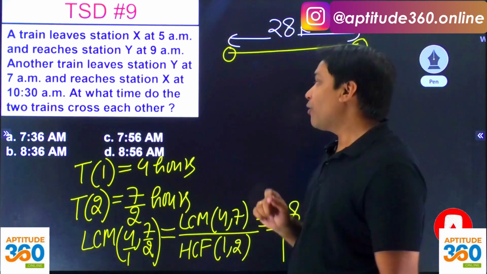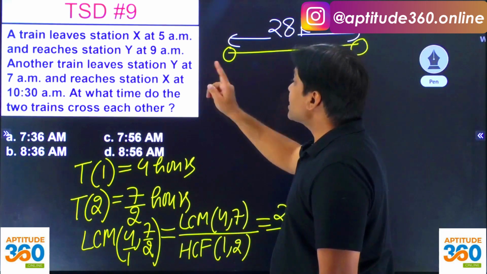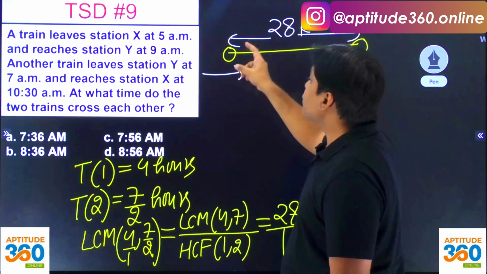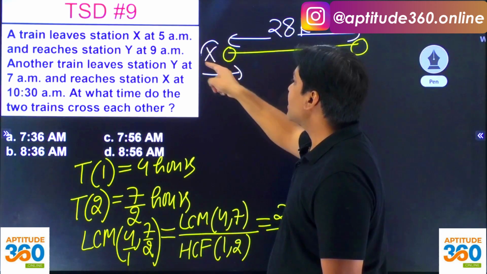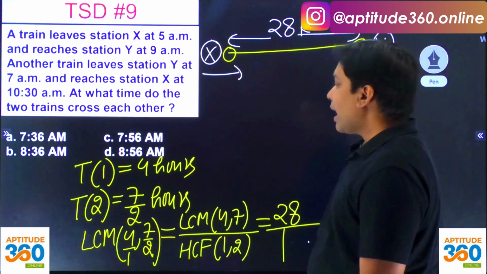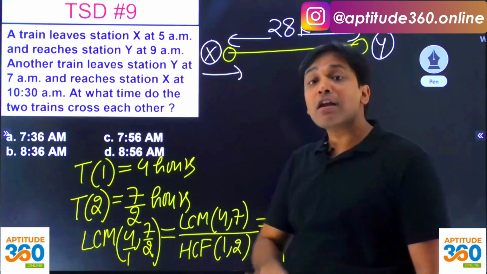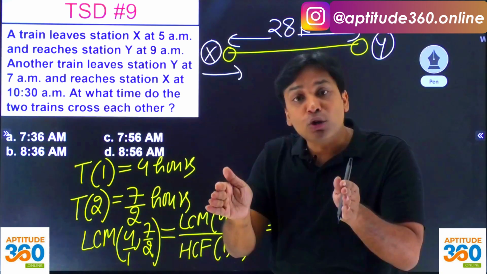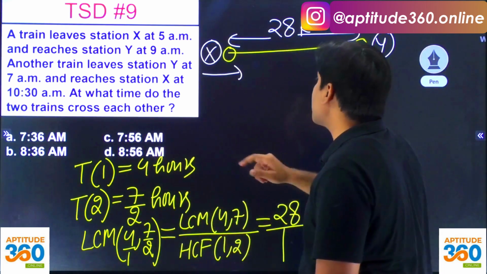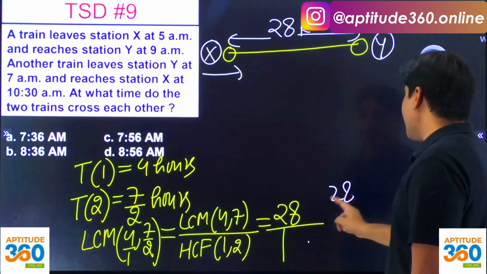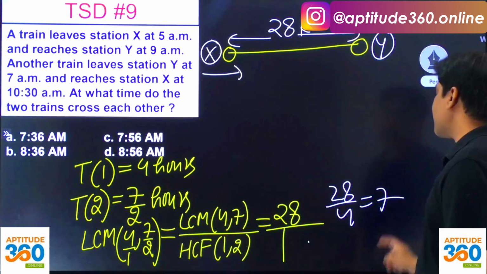Is that okay? Now it's easy for me to find out what is the speed of the train which goes from station X. This is station X and this is station Y, right? And the first train is taking 4 hours, 5 a.m. to 9 a.m. It is taking only 4 hours to reach the destination. So can I say what is going to be the speed? The speed is going to be, see, 28 by 4. It is coming out as 7 kilometers per hour.